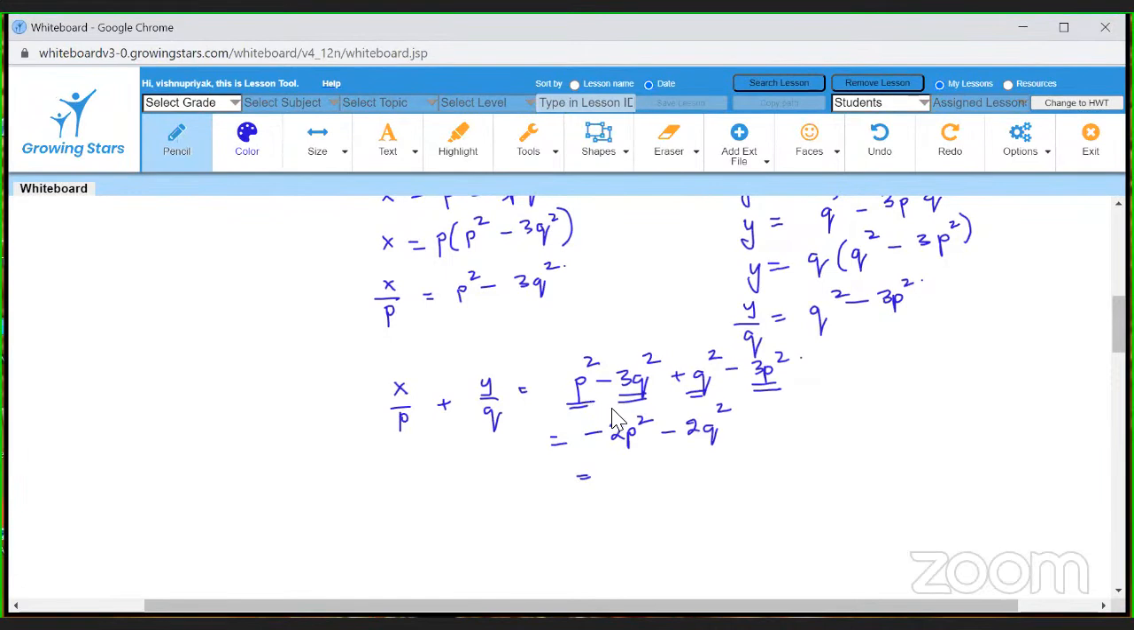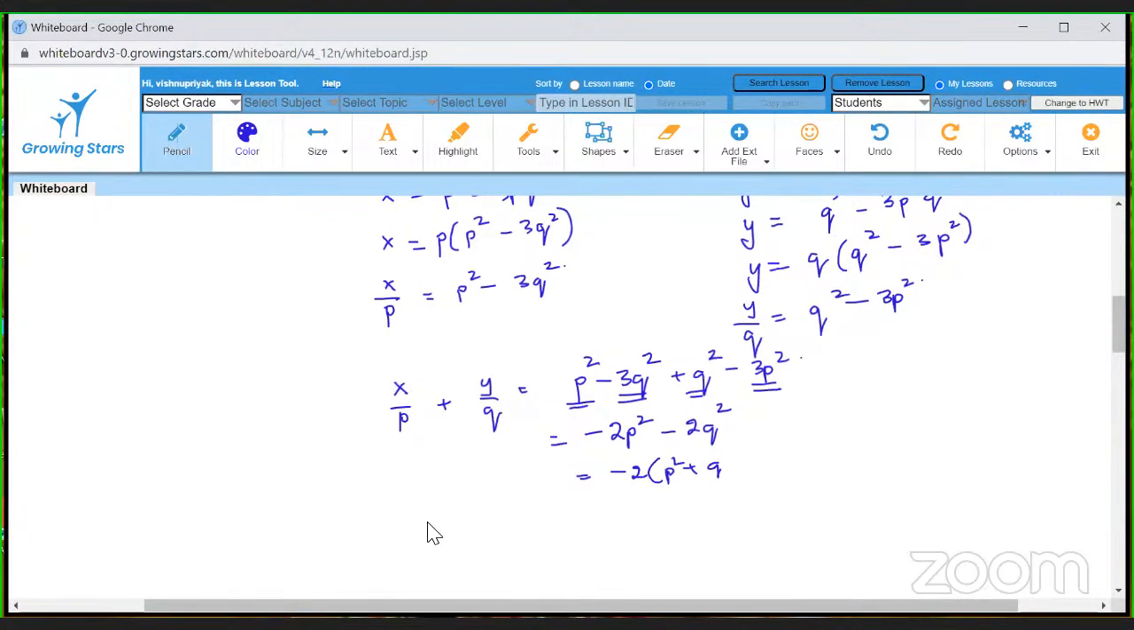Actually, by this time, you must know what the answer is. You must try to skip the steps. You should not do it neatly like this step by step. You have to skip some steps. You must do it very fast. By this time, I know what the answer is. So pull out minus 2 common, p square plus q square.